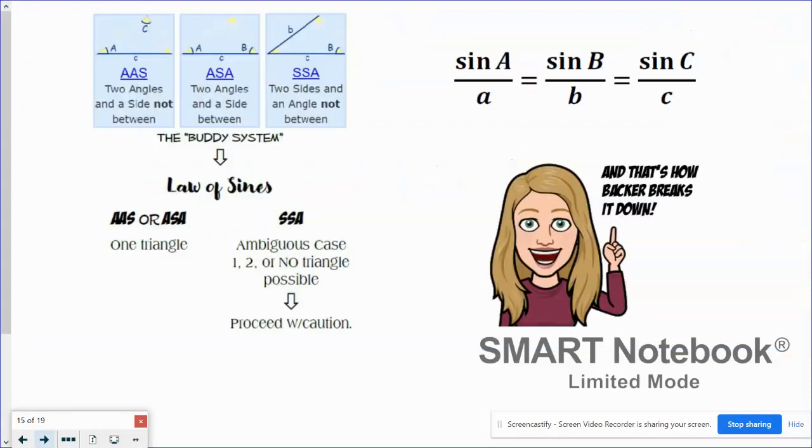So the ambiguous case with the law of sines is when you're given two sides and the angle not between them. This is the ambiguous case, which means there could be one, two, or no triangles possible. You should proceed with caution, but pretend like there are two triangles. Your calculations will tell you whether or not there are two, one, or no triangles possible.